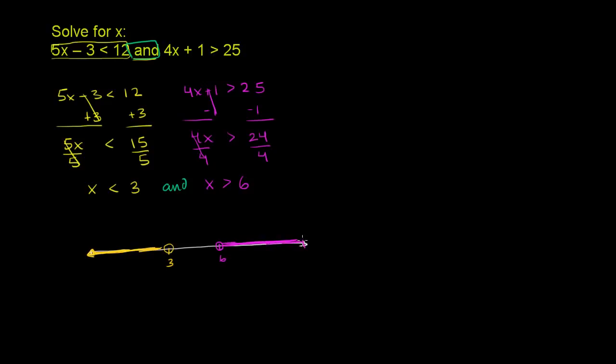And since we have this "and" here, the only x's that are a solution for this compound inequality are the ones that satisfy both, the ones that are in the overlap of their solution set. But when you look at it right over here, it's clear that there is no overlap. There is no x that is both greater than 6 and less than 3. So in this situation, we have no solution. We have no solution.